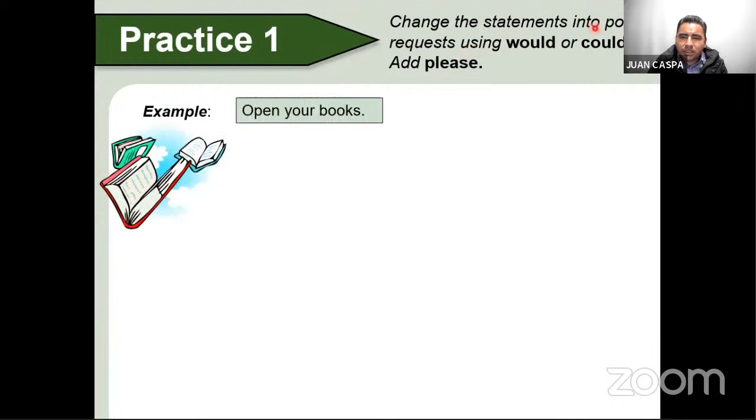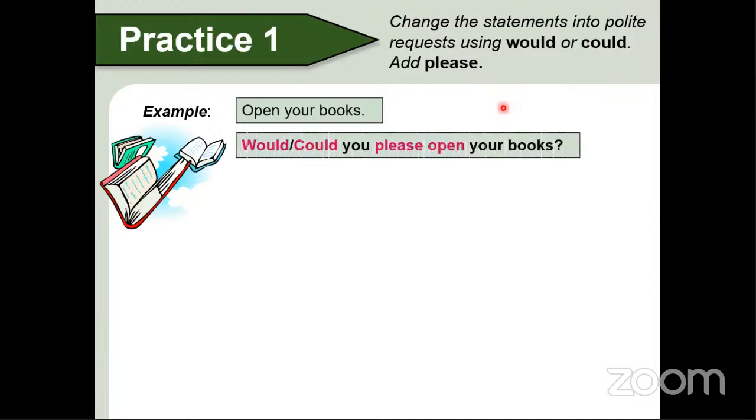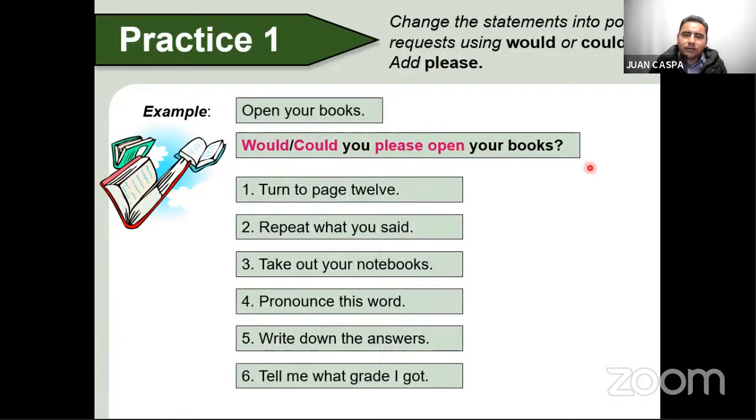Well, you can change the statements into polite requests using would or could and add please. This is imperative, right? Esto es imperativo. Abran sus libros, right? But how can you change with would you? And you have to add please. Maybe someone? Would you open your books, please? Very good. Or could you open your books, please, right? Or it's okay if you use would you please, or also it was okay at the end, by the end, please.